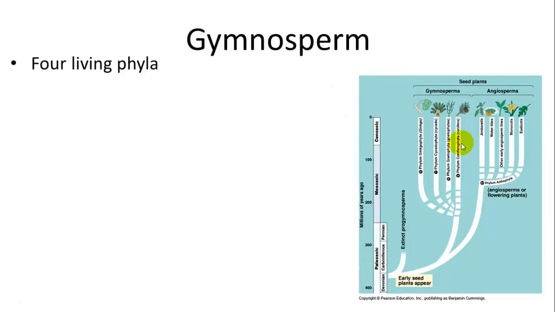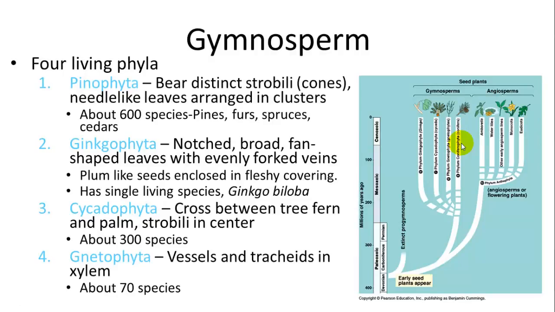Okay, there are 4 living phyla of gymnosperms. We have the Pinophyta, which are mostly our pines, firs, spruce, and cedars. There's about 600 species of those. And they have distinct strobili or distinct cones and needle-like leaves. Pine needles, spruce needles, so on. Then we have Ginkgophyta. There's only one extant or living species within this phyla. They have notched, broad, fan-shaped leaves with evenly forked veins, and they have plum-like seeds enclosed in a fleshy covering.